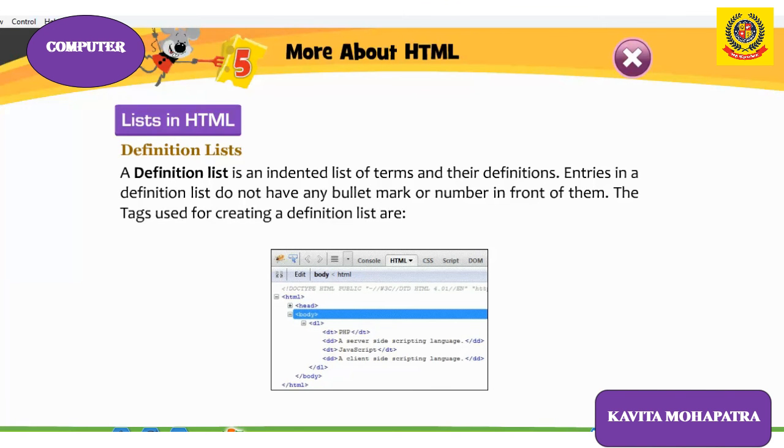So today I have explained to you about ordered lists and unordered lists. Now one more list I will explain to you, the definition list. A definition list is an indented list of items and their definitions. Entries in a definition list do not have any bullet mark or number in front of them. Three tags are used for a definition list: DL, DD and DT.